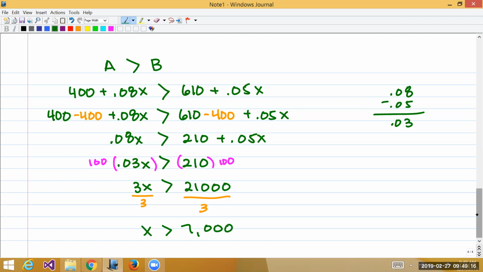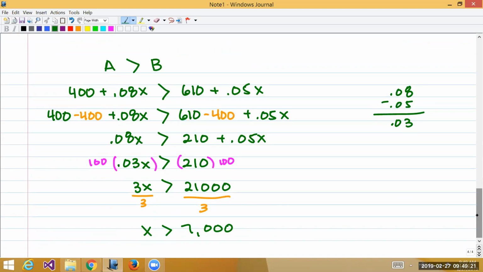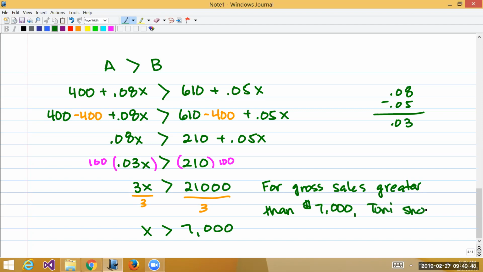Now what was the question asking us again? For what amount of gross sales should Tony select plan A? So as long as Tony knows that she can make more than $7,000 in gross sales, she should select plan A. So for gross sales greater than $7,000, Tony should select plan A.